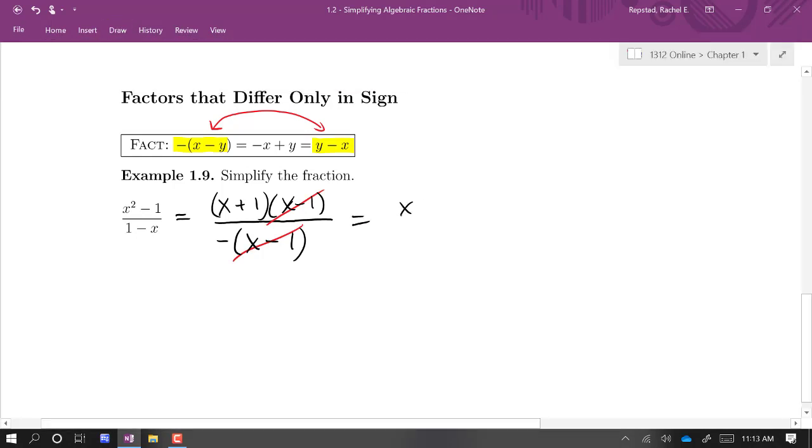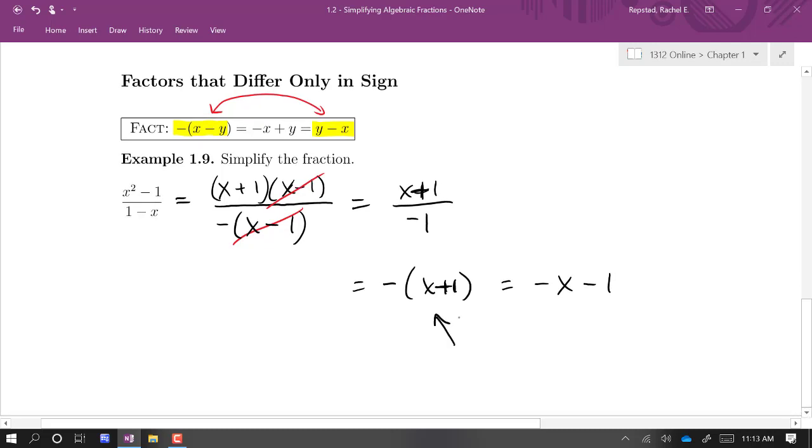I have x plus 1 divided by -1. Dividing by -1 is the same as multiplying by -1, so this is the negative of x plus 1. So you could leave it like that, or you can distribute the negative. Either is fine.